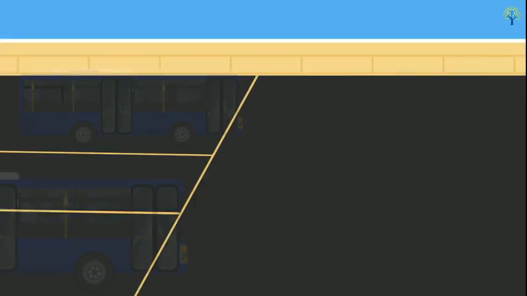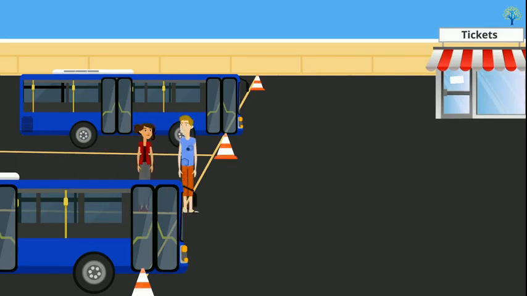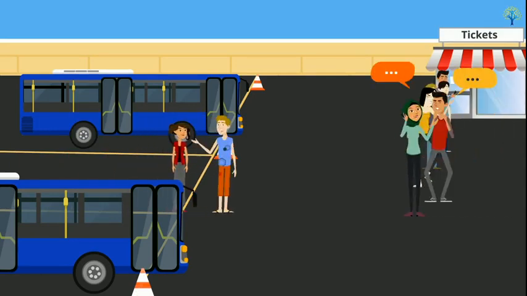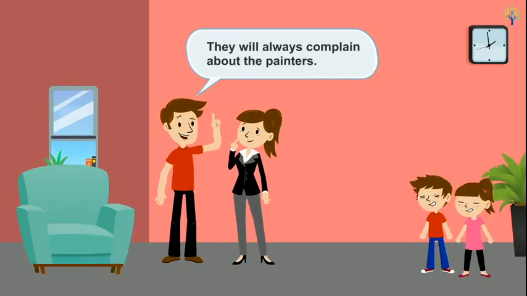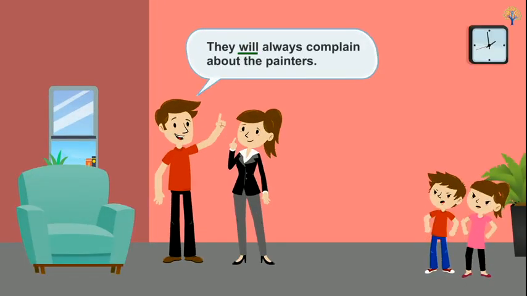Will is used to describe something the speaker thinks is true. It might not necessarily be true for everyone. For example, some people will always complain when in a queue. In this sentence, the speaker talks about a general truth about people complaining when they wait in queues. Or, they will always complain about the painters.